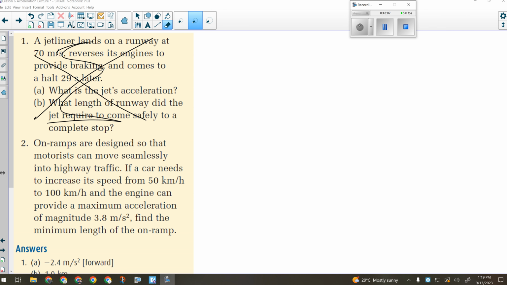So this one has to do with on-ramps. I always have a little rant about on-ramps. On-ramps are designed so that motorists can move seamlessly into highway traffic. So when you're on an on-ramp, you have to depress the pedal on the right, the one that makes you go faster, and you must get up to highway speed before you merge.